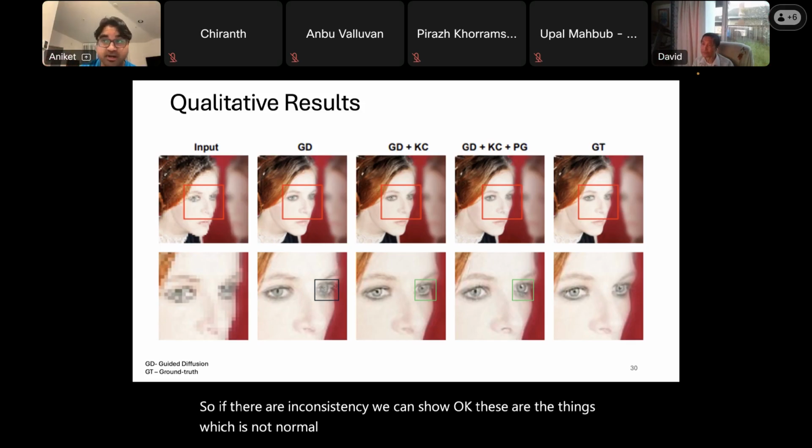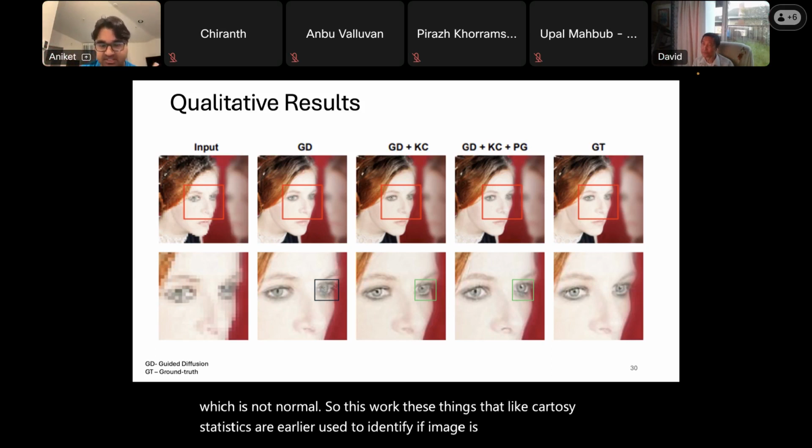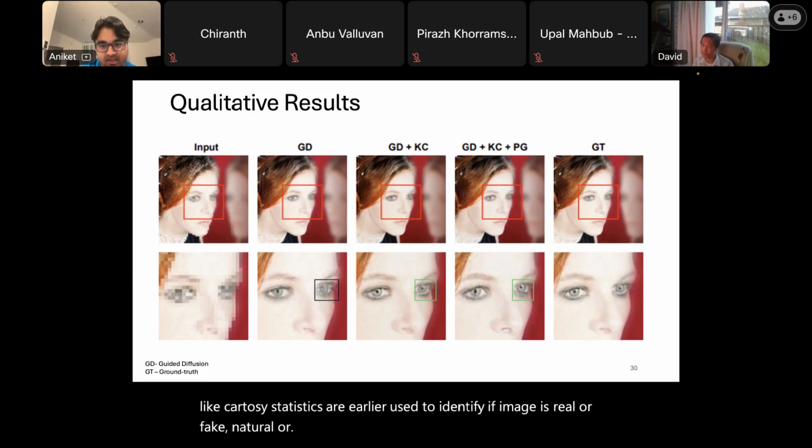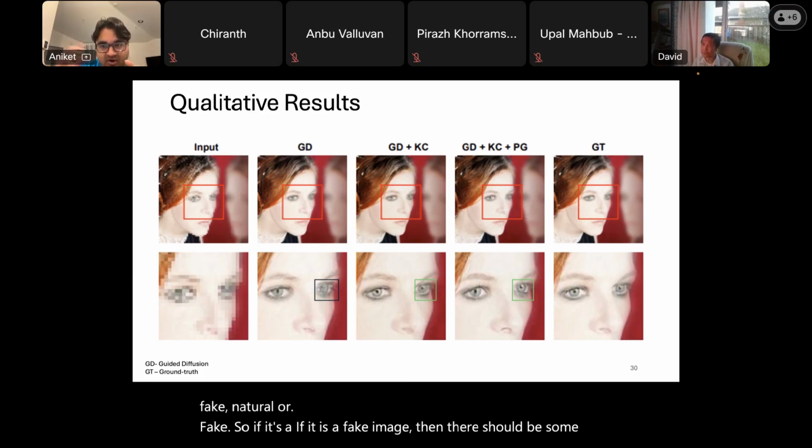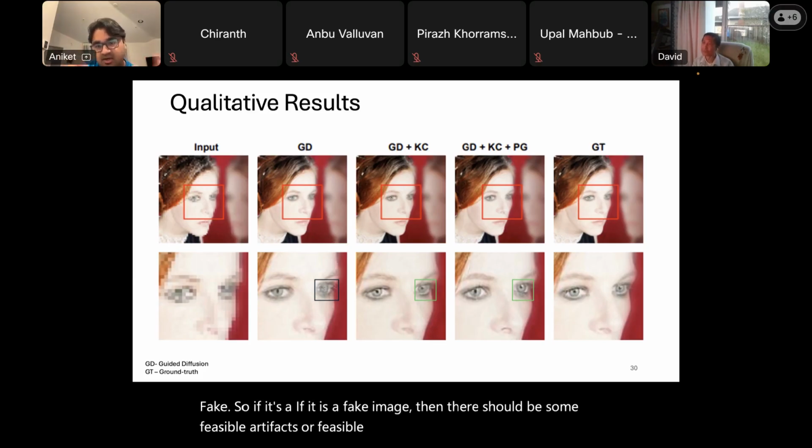These kurtosis statistics were earlier used to identify if an image is real or fake, natural or fake. If it is a fake image, then there should be some visible artifacts or inconsistencies, which we try to use to understand if it is a real, natural image or an unnatural one. So that is also one thing which was used earlier as a motivation.